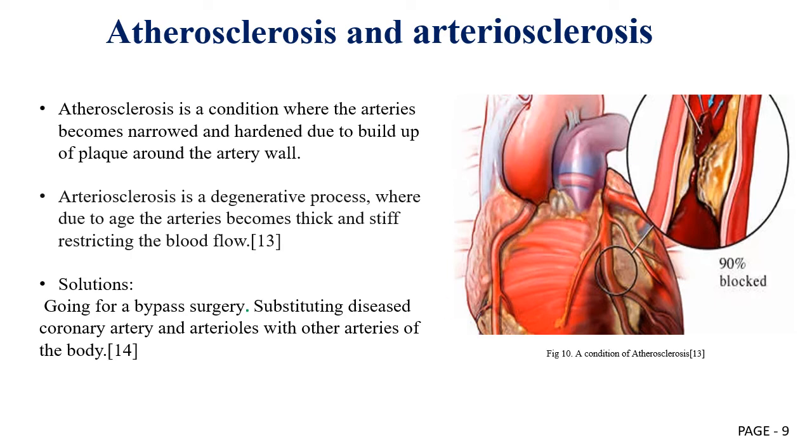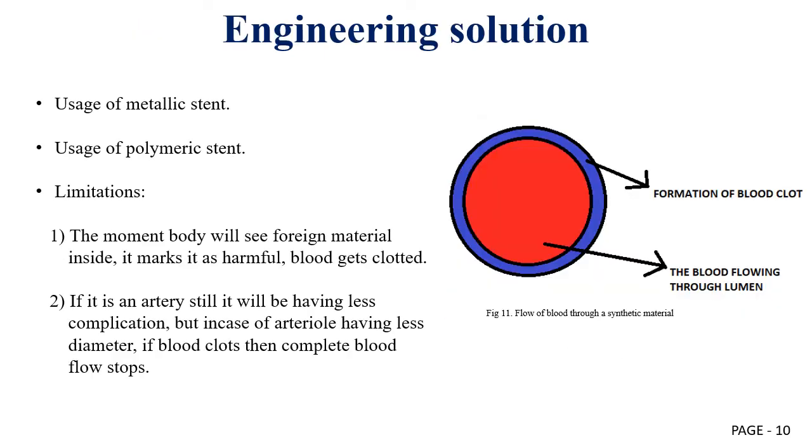So now what should we do? We go for the usage of synthetic materials. Now, these synthetic materials are known as stents. So what do they do? They are basically pipes which we attach instead of the infected arteries or arterioles. But we need to understand that these are synthetic materials which are not of biological origin. So when the blood is flowing through them, it will see foreign bodies, and due to that, formation of a blood clot will take place.